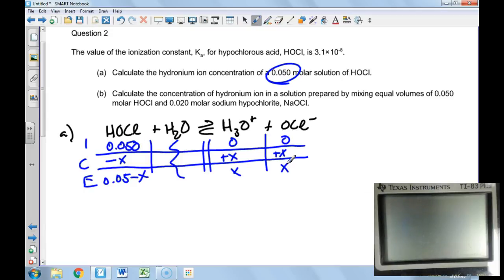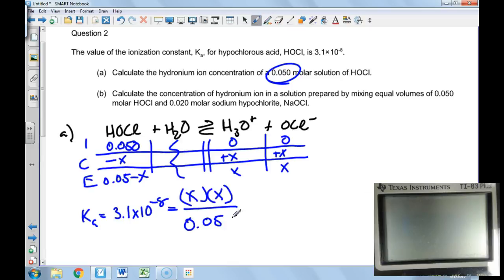Okay, so now from here, we can write the equilibrium expression where you have Ka, which in this case is 3.1 times 10 to the minus 8, equals products, which is X times X, all over the reactants, 0.05 minus X.